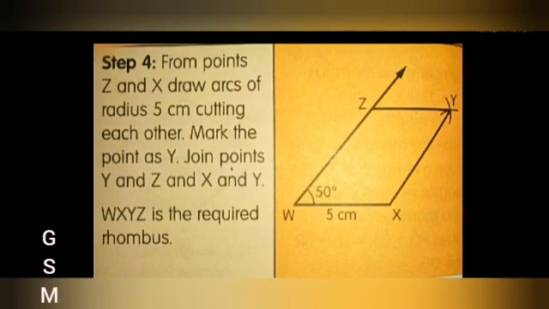Step 4. From points Z and X, draw arcs of radius 5 cm cutting each other. Mark the point as Y. Join points Y and Z and X and Y. WXYZ is the required rhombus.